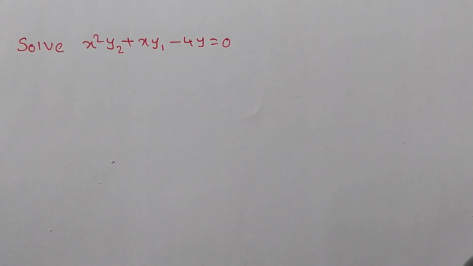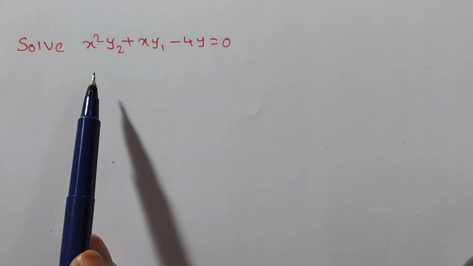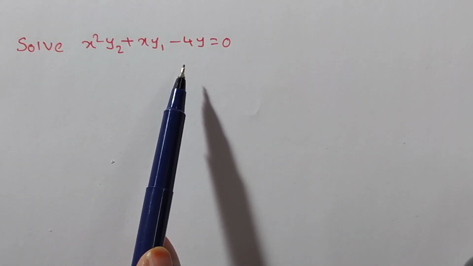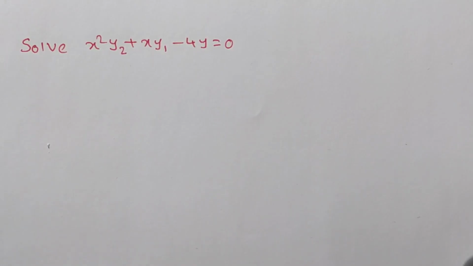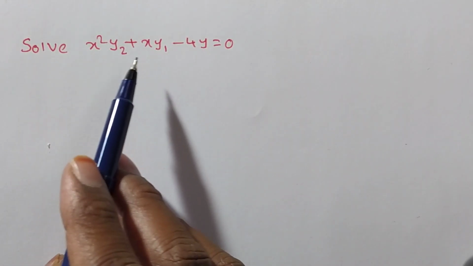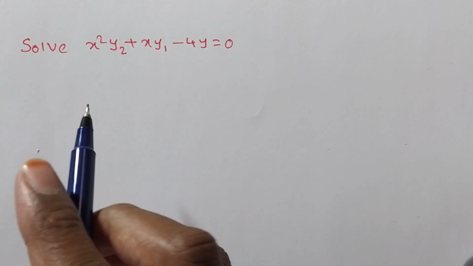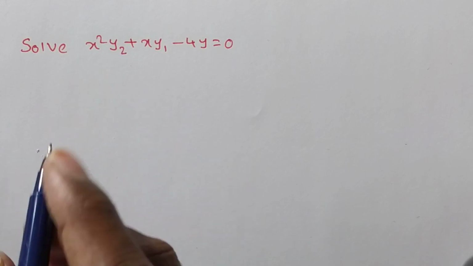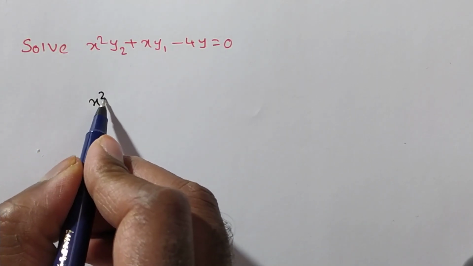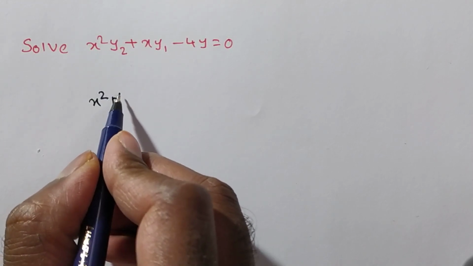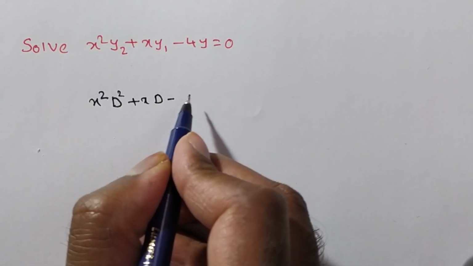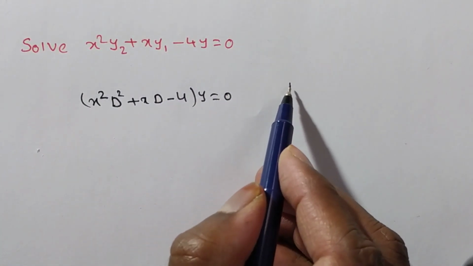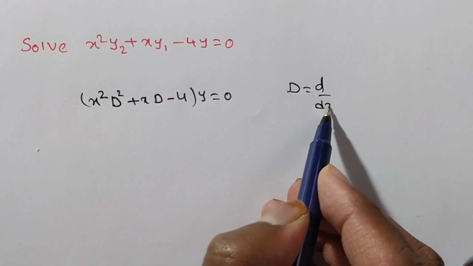Friends, now we are solving the differential equation x square y2 plus xy1 minus 4y is equal to 0. If you observe this, y1, y2 is nothing but the first order derivative and second order derivative. This one we can write in operator form. If you write it in operator form, then we will have x square into d square plus xd minus 4 into y is equal to 0. Y you can take common, where d is equal to d by dx.